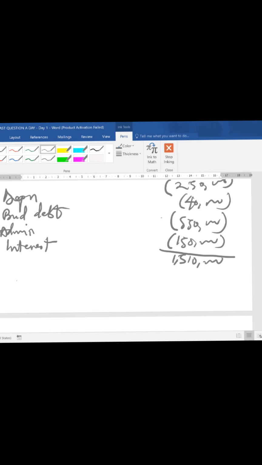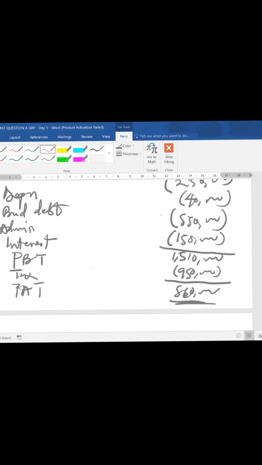Then we can also recognize our taxes. So this is profit before tax. And we have our tax, which is 950. Then this gives us a profit after tax of 560,000. So profit after tax.